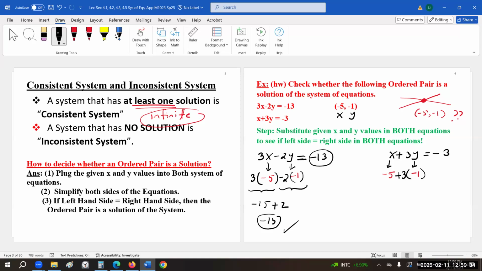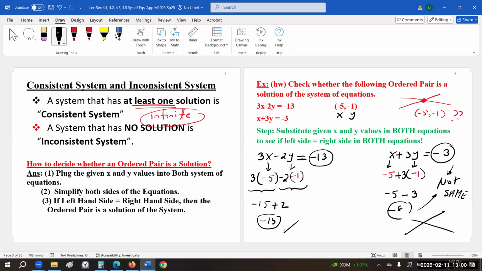Now, if the second equation also satisfies the result, then yes, that's true. Otherwise, no, it's not true. So in the second equation, we have negative 5 and we have 3 times negative 1, negative 3. What is negative 5 minus 3? Negative 8. Do we have the same number on both sides of the equal sign? Not the same. So the second equation doesn't satisfy our result.